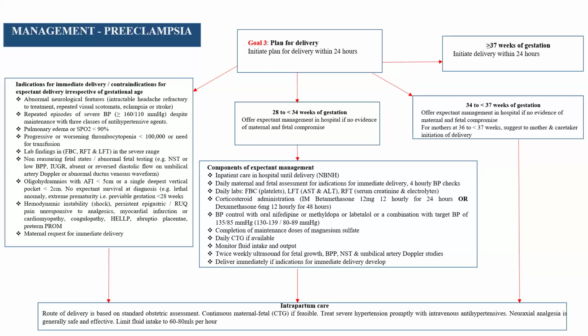All right. So all these are the goals of management, the plan for delivery. So what about intrapartum care? The route of delivery is based on standard obstetric assessment. Continuous maternal and fetal monitoring is necessitated by use of CTG. So you treat severe hypertension promptly with intravenous antihypertensive, as you've mentioned, and neuraxial analgesia is generally safe and effective. And we limit fluid intake to about 60 to 80 mL per hour.